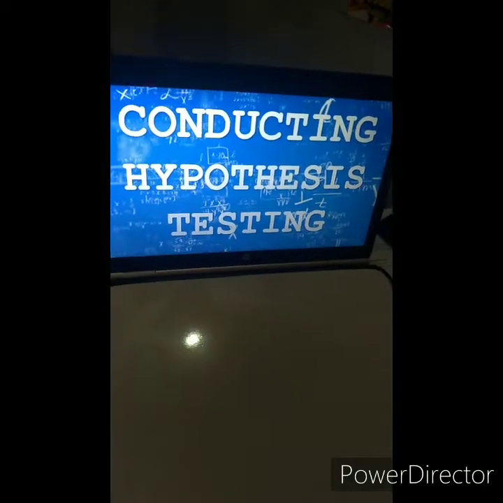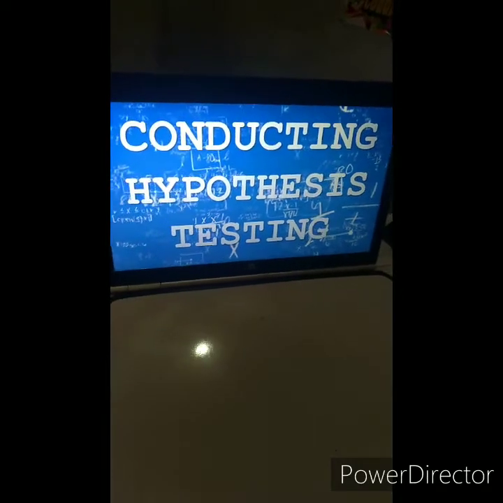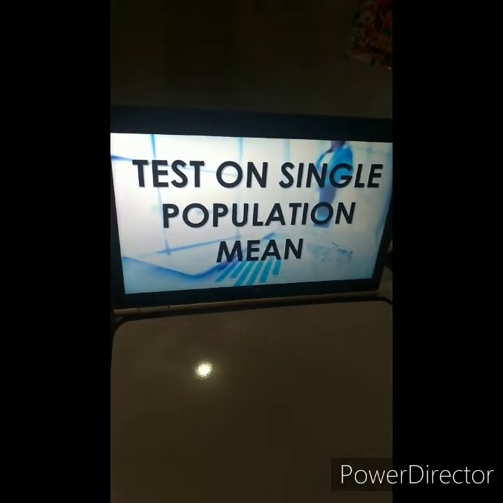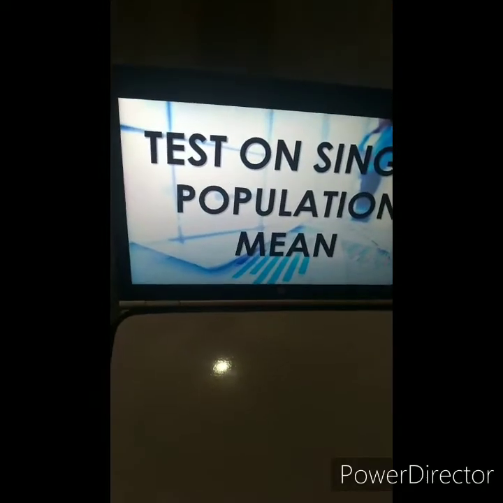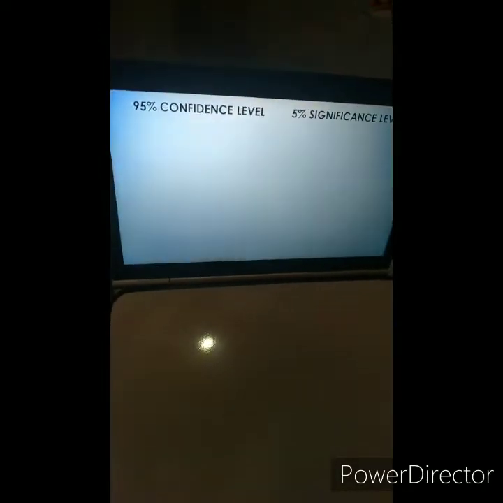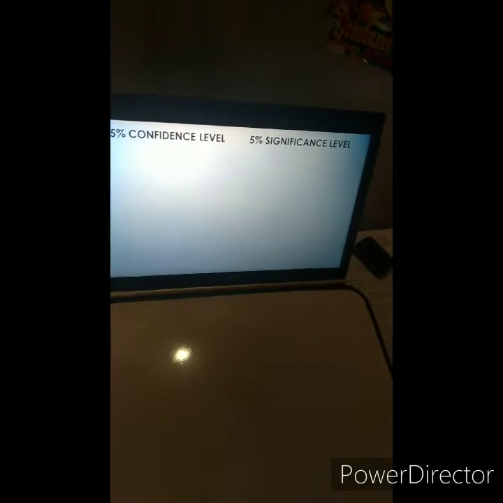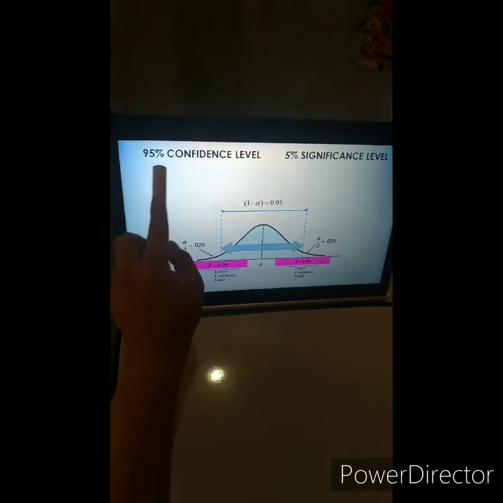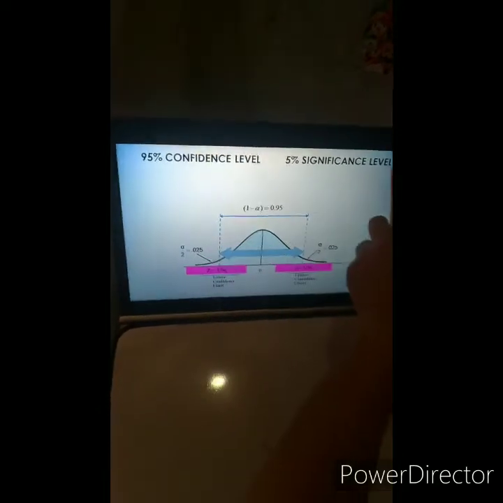Okay, still part of your module 7 is conducting the hypothesis testing with test on single population mean. So how do we do this? So let's first review the confidence level and level of significance, of course. So we have 95% confidence level, 5% significance level.